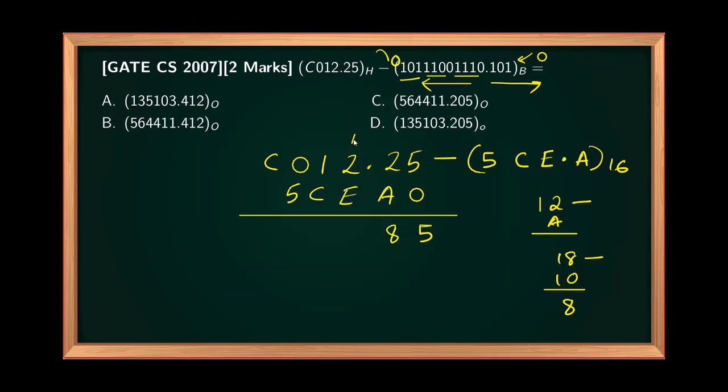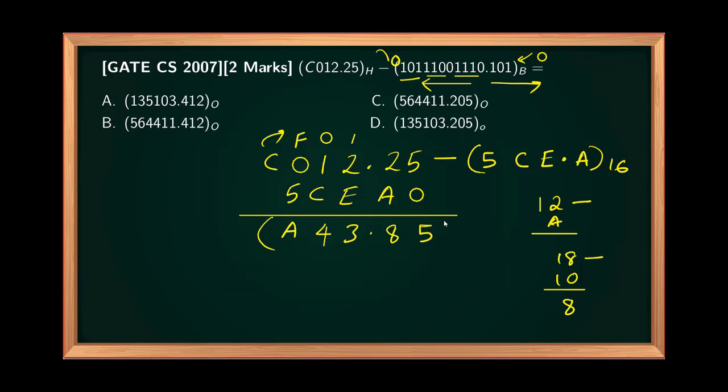1 minus E is not possible. I am borrowing from the next higher digits. 1 is nothing but 16 plus 1, that is 17. 17 minus E is 14. I will get a 3. This digit is 0. I have to take a borrow from C. So that is 10, that is 16. 16 minus C is 12. I'll get a 4. This digit became F. F minus 5 is 10, that is A.